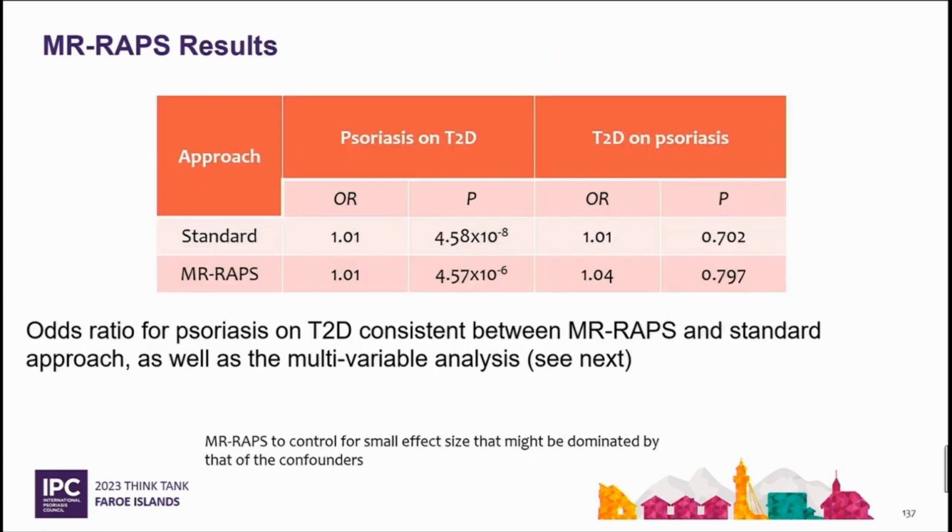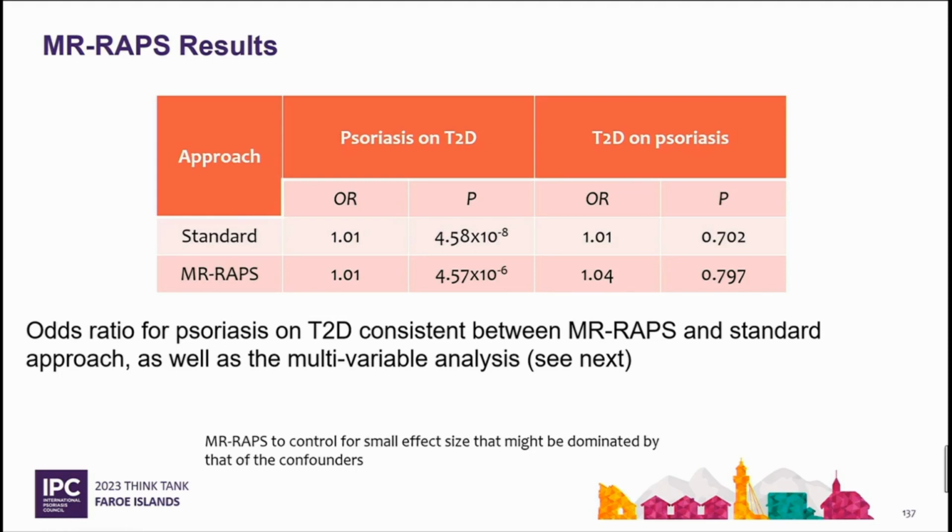So we apply this to assess the causal relationship between psoriasis and type 2 diabetes. Okay, we only find statistically significant results showing a causal relationship from psoriasis to type 2 diabetes, but not the other way around. Okay, so we also look into different models to try to control for potential pleiotropic effects or small effect sizes, and this result still stays the same.